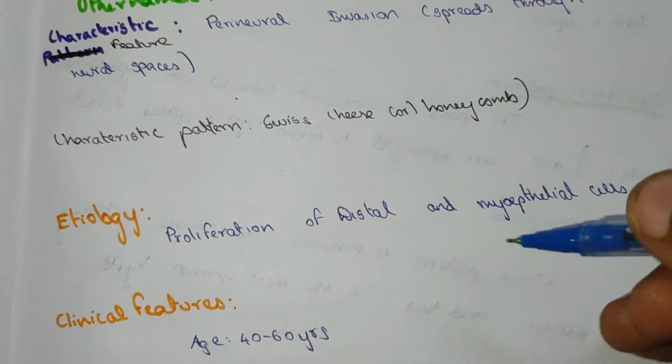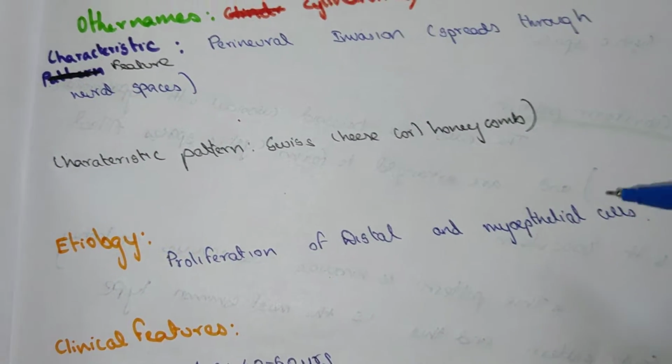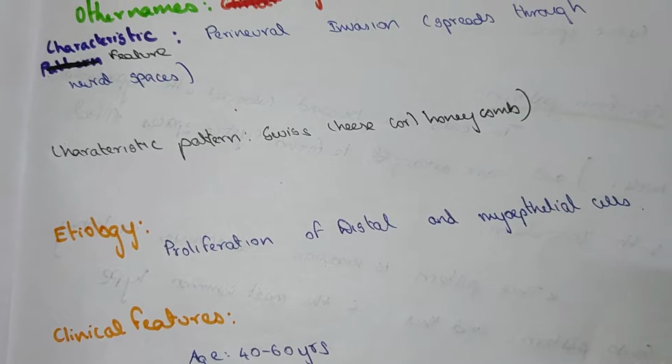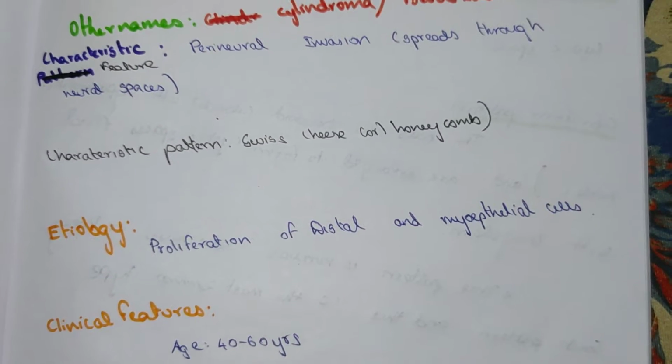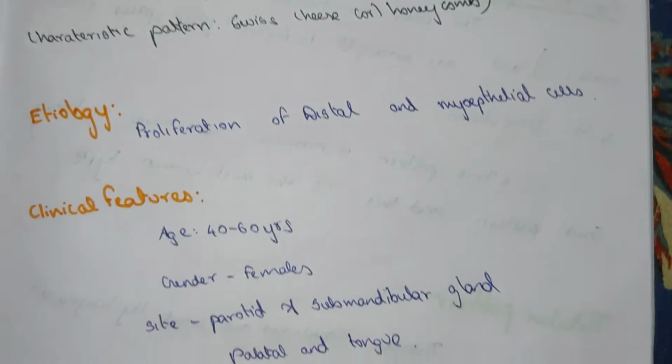Etiology: the proliferation of the ductal and myoepithelial cells. Due to the proliferation of the ductal and the myoepithelial cells, this adenoid cystic carcinoma is caused.